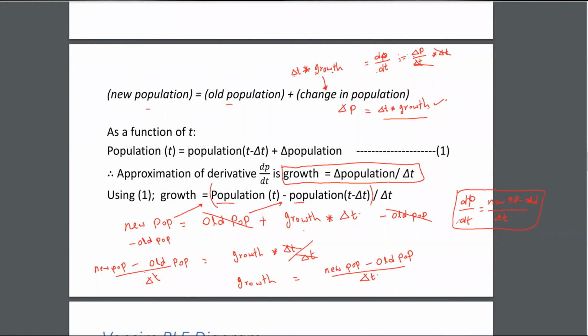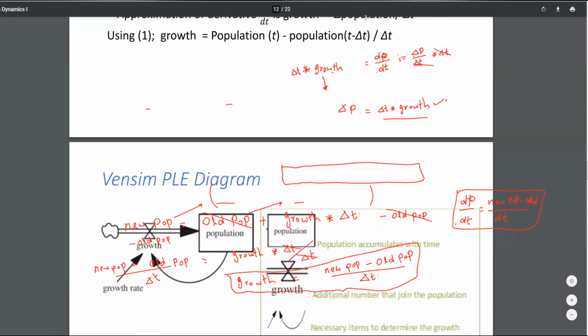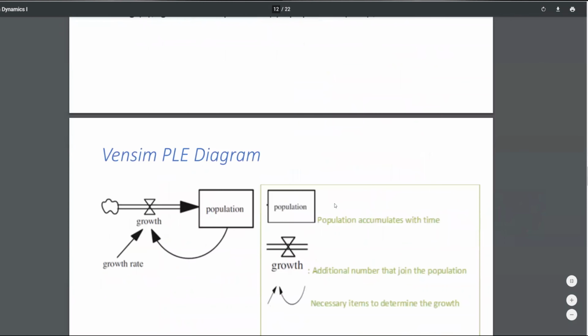So that means dp by dt you can also illustrate by this. That's what I came up with at the end. So dp by dt is equal to new population minus the old population over time change. Okay? Is that clear? Yeah? Right. If that's clear, let's move on.